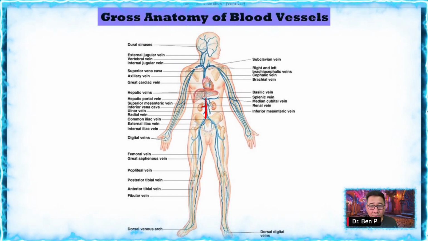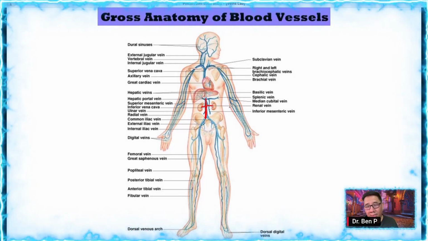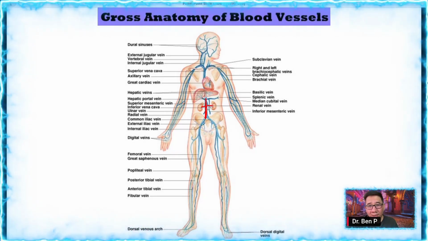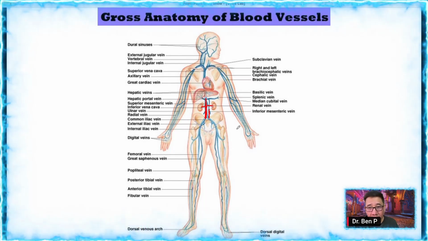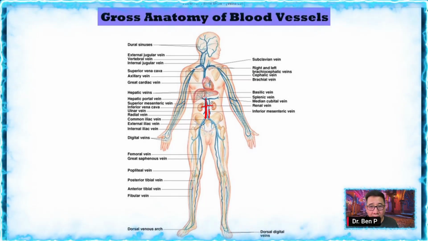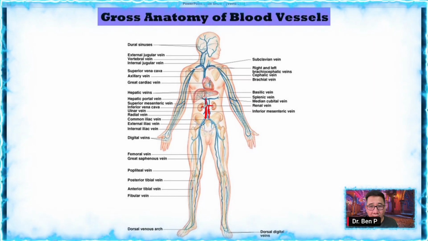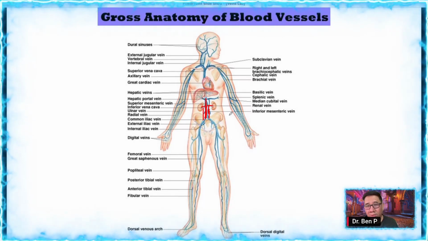There's a vein that goes into your kidney called the renal vein right there. And the gonadal vein. I know it's saying inferior mesenteric, but it should run off of the renal vein, going to your gonad.